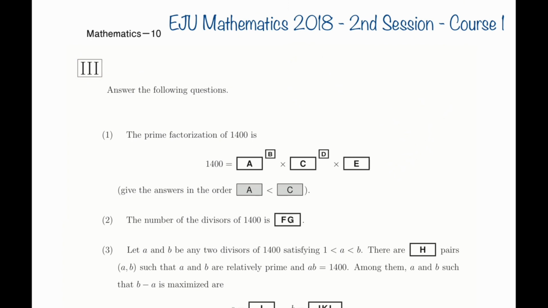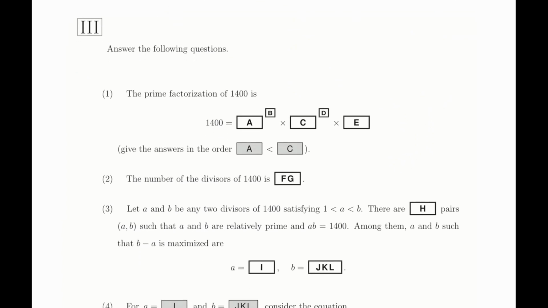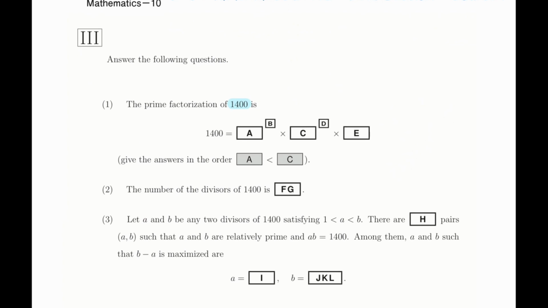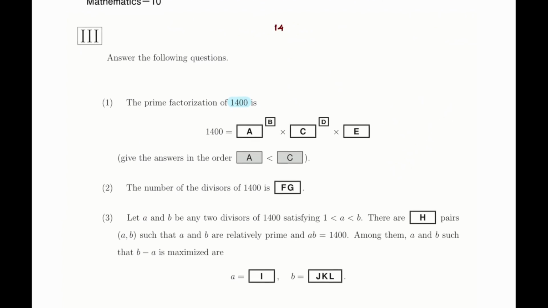In this question, they ask to find the prime factorization of 1400. So we need to find the prime factorization of 1400. So basically, I can write 1400 as 7 times 200, and then 2 times 100, and then 2 times 50, 2 times 25, and then the last one is 5 times 5.